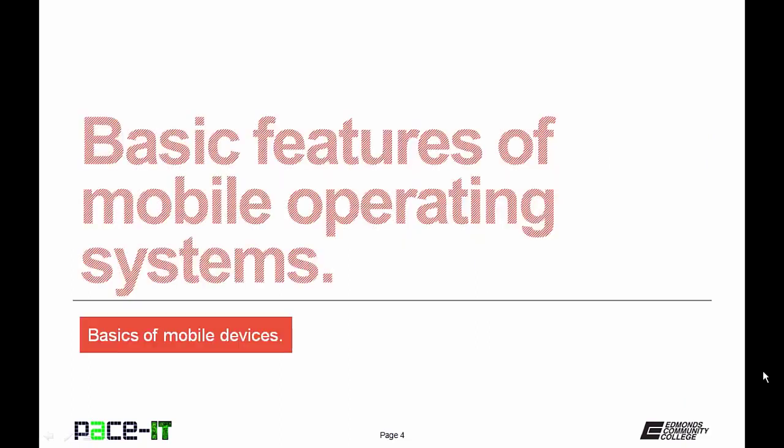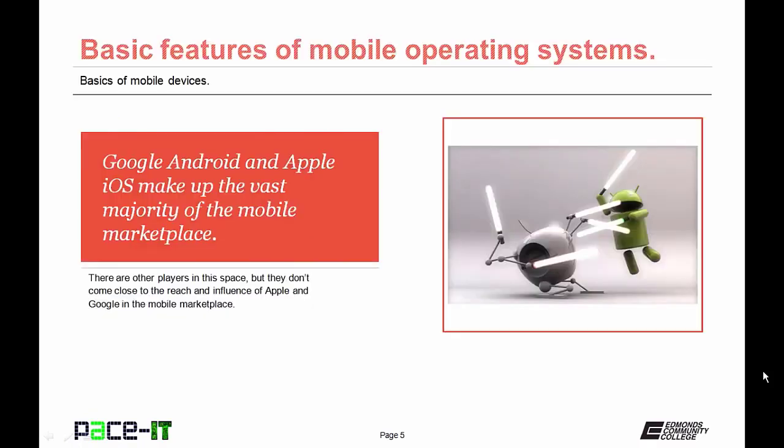We begin by talking about basic features of the mobile operating system. And as I'm sure you're aware, Google's Android and Apple's iOS operating systems make up the vast majority of the mobile marketplace. There are other players, but they don't have near the reach and influence of Apple and Google.